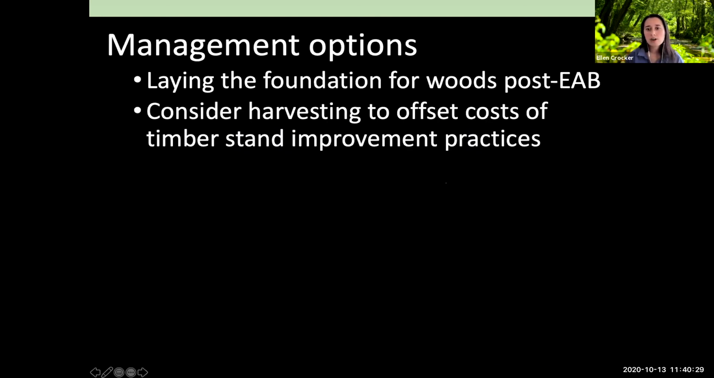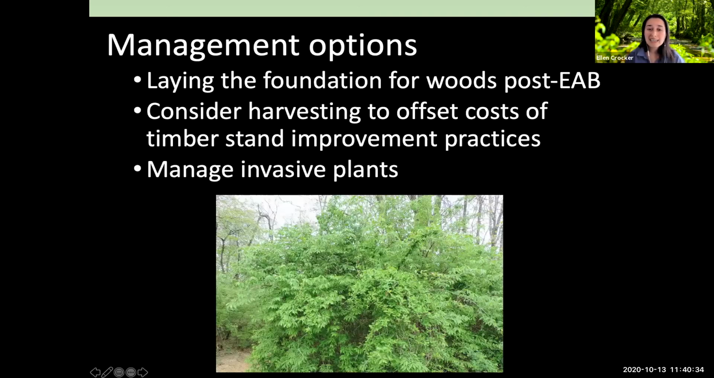So you can consider a harvest to offset the costs of any improvement practices you want to do. You can manage invasive species. I can't emphasize this enough. In central Kentucky, what we've seen is that when the canopy is lost from ash dying, what takes off in the understory is bush honeysuckle. You're left with dense stands of bush honeysuckle, which is an invasive shrub, and that's not something you want to see. You want to see all of your native trees coming up there, not invasive bush honeysuckle. So get rid of that before it becomes a big problem.